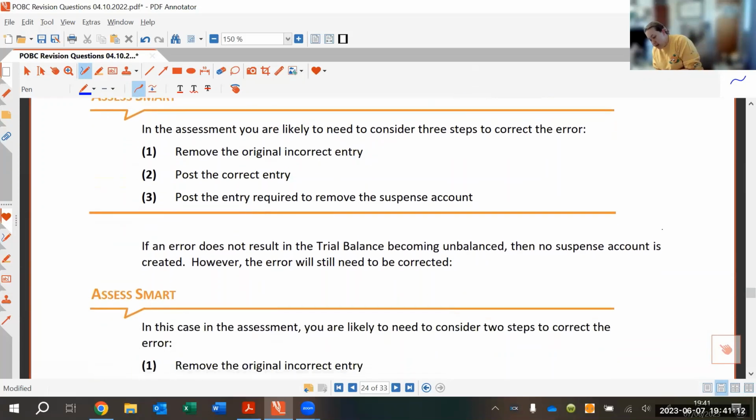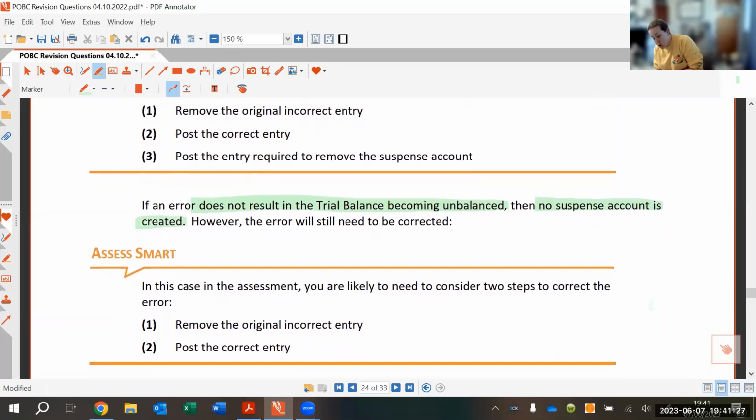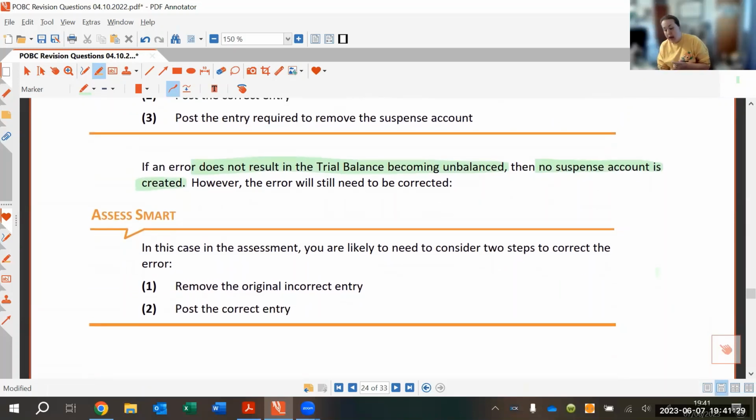You may also be asked about errors where the trial balance hasn't revealed it, where you've got a balanced trial balance. You won't need a suspense account with that, but you will still need to correct the error, and you can do it in a very similar way, by taking the incorrect entry out and posting the correct one in.